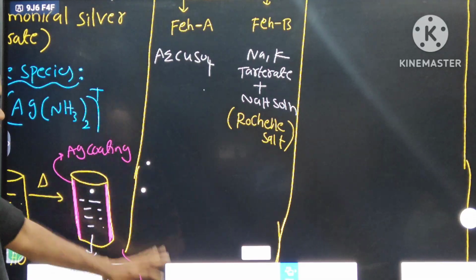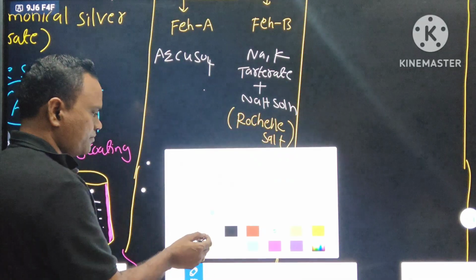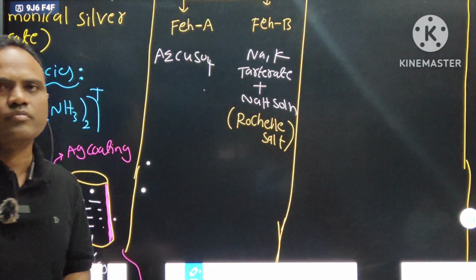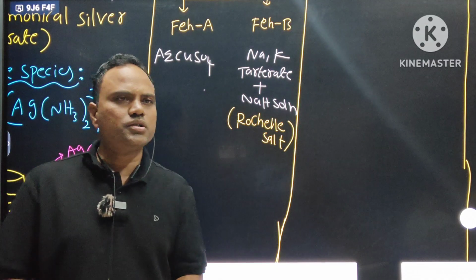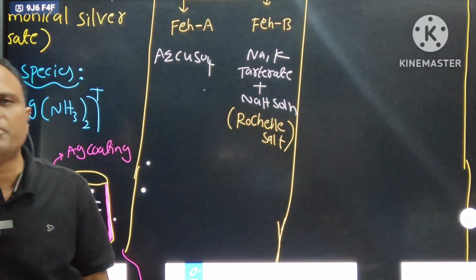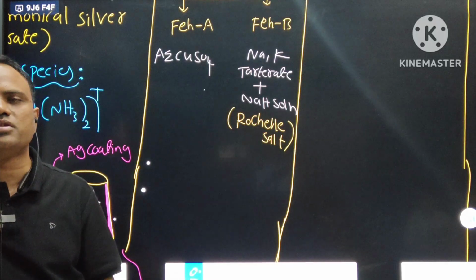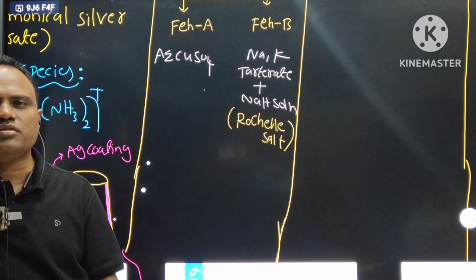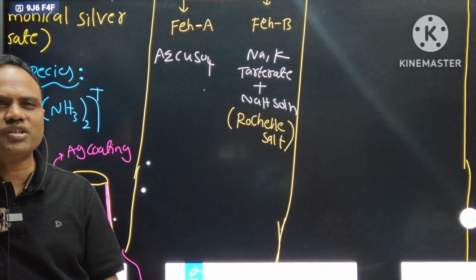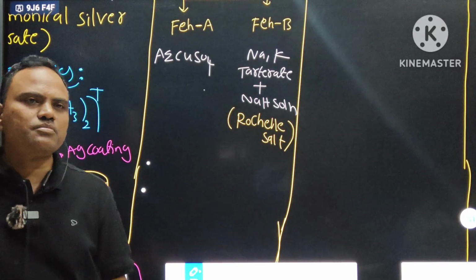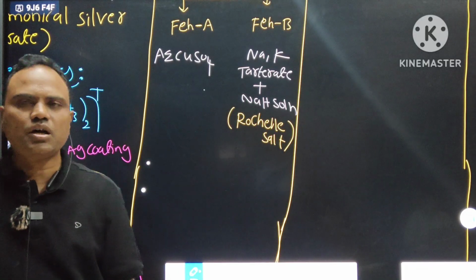Two solutions. You will get a question like this: Fehling's solution is prepared by mixing aqueous copper sulfate solution plus sodium potassium citrate. Sodium potassium citrate? No, sodium potassium tartrate. Yes, tartrate is correct.